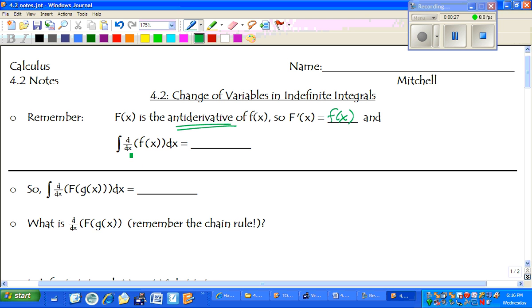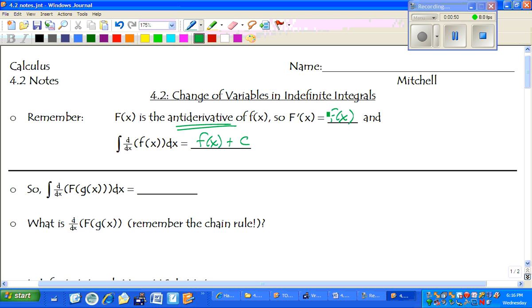And also, what we talked about the past couple days is if we take the antiderivative of the derivative, those are inverse operations. They kind of cancel each other out. But in this case, when we take the integral last, we would have to take the derivative of this first and then take the antiderivative. We end up with f of x plus c.